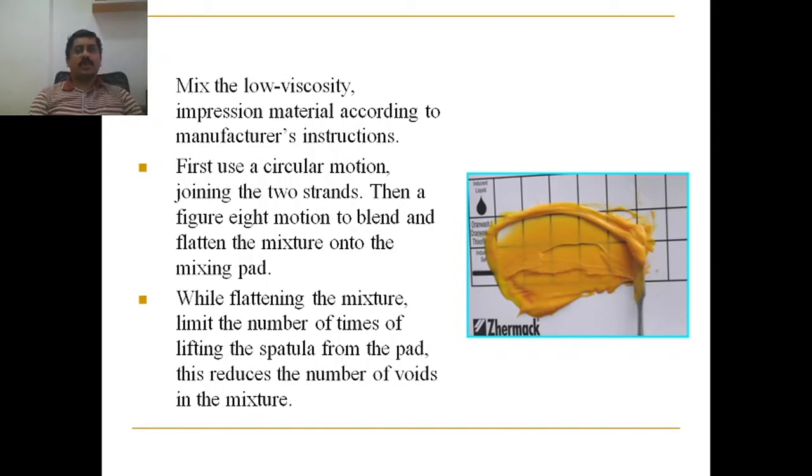Now mix the low viscosity impression material according to the manufacturer's instructions. First, use a circular motion joining the two strands, and a figure of 8 motion to blend and flatten the mixture on the mixing pad. While flattening the mixture, limit the number of times you lift the spatula from the pad, because it will help in reducing the number of voids in the mixture.